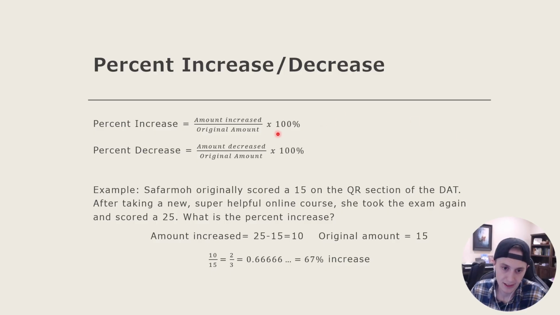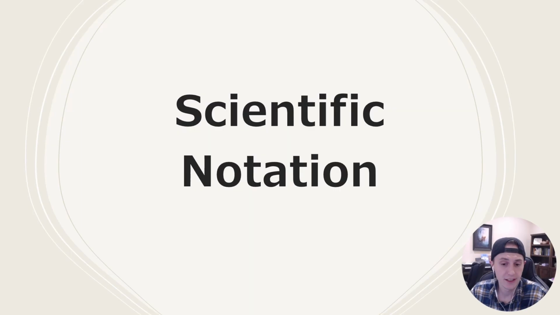And as a side note, this times 100% is really just to change the unit from a decimal 0.67 to a percent, 67%. So you could kind of forget that and still be totally fine. It's just the amount increased divided by the original amount. Same with percent decrease.